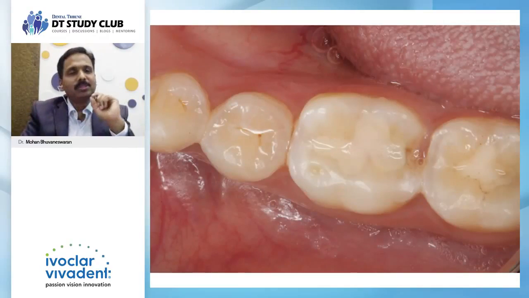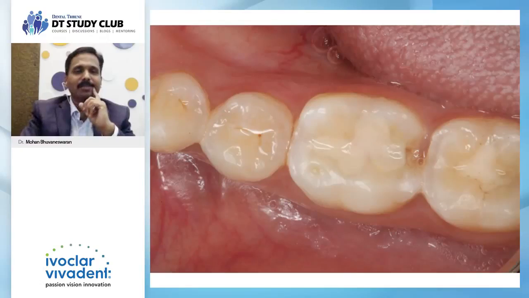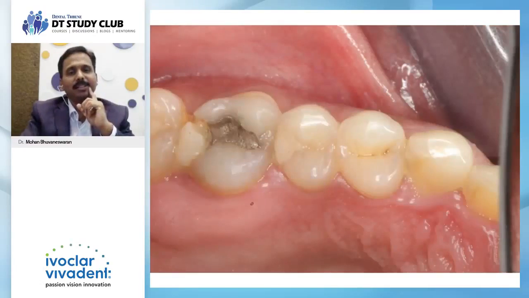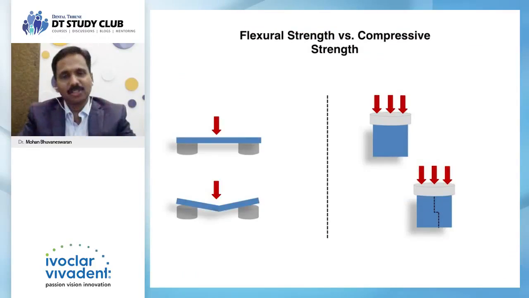When people do class 2 restorations, I go really mad because this is what will happen within 2 days. And sometimes, see what I was discussing a little earlier, silver amalgam beautifully fractures at the isthmus, and then people try to patch it up with GIC, and ultimately this is what will happen. So we are talking about physical property, the flexural strength.